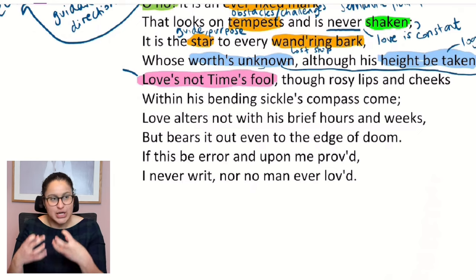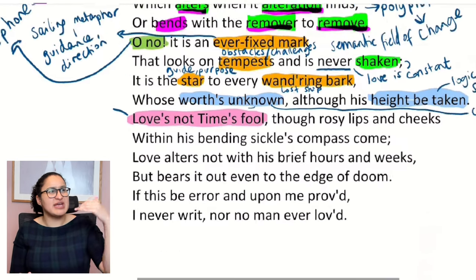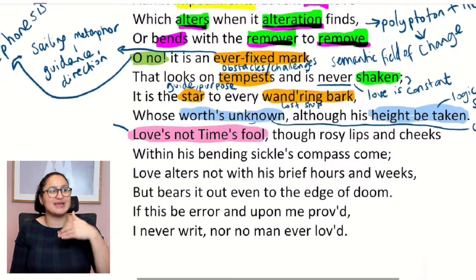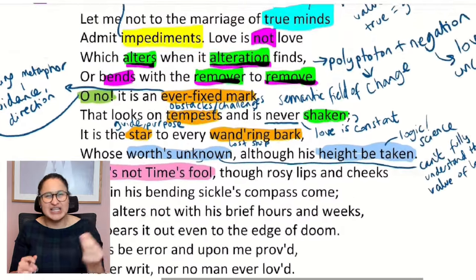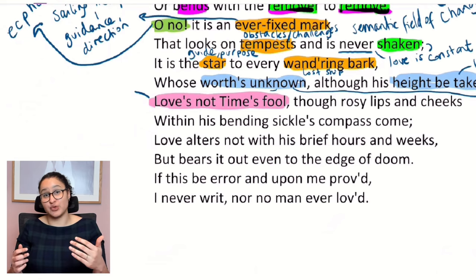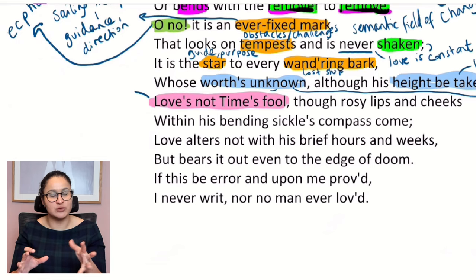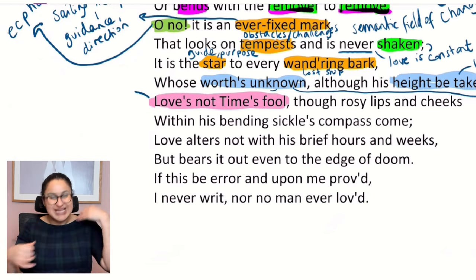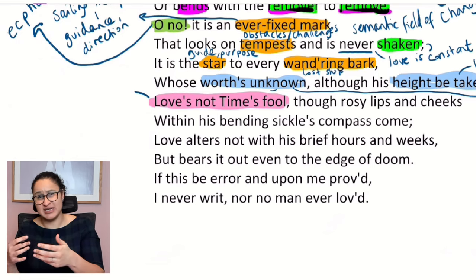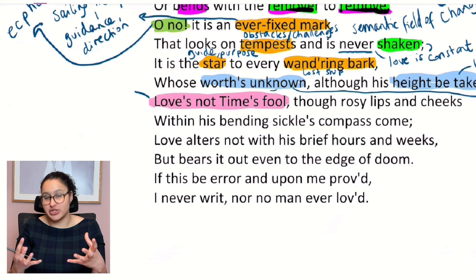And he presents it almost as being another obstacle, right? It's another impediment, it's another tempest, it's time. It's a challenger, it's a threat, it's an enemy to love. Except, of course, he says it's not. He is not time's fool. So he's doing that constant trick of setting it up that time is the enemy of love, but then completely trashes that idea just with the negation of not.